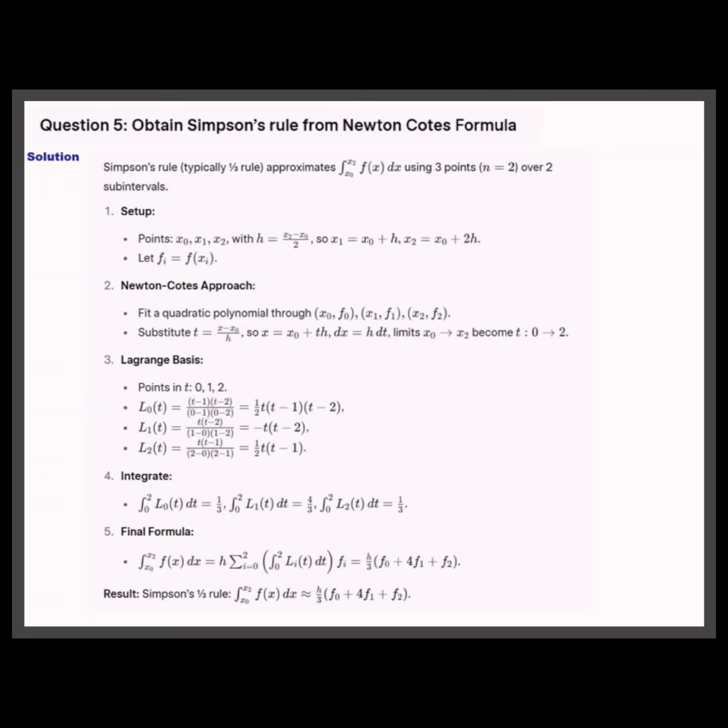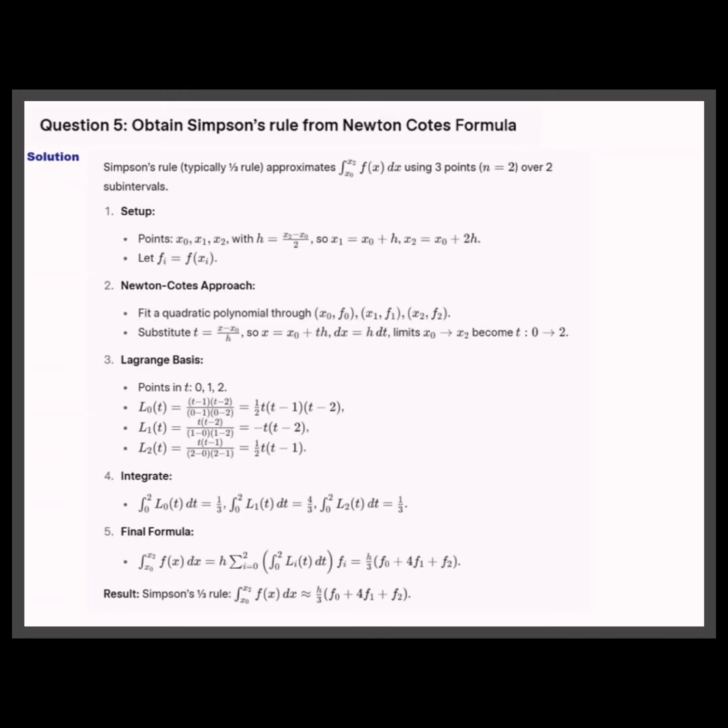Now for n equals 2, Newton-Cotes gives the weights 1 for f(x0), 4 for f(x1), 1 for f(x2). So the formula becomes this. This is exactly Simpson's 1/3 rule. So Simpson's 1/3 rule is actually a special case of the Newton-Cotes formula for 3 equally spaced points. That's how we derive it using the Newton-Cotes formula.